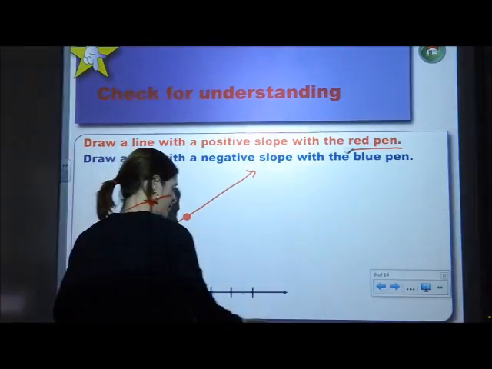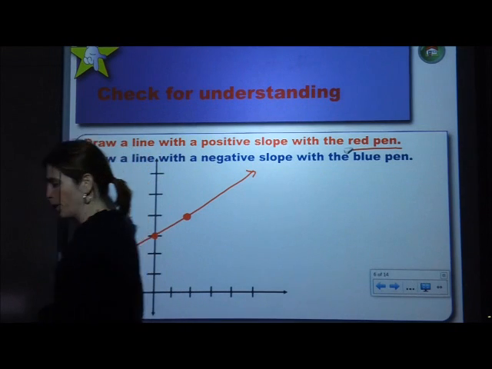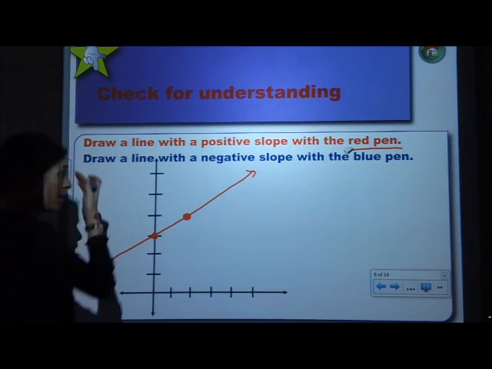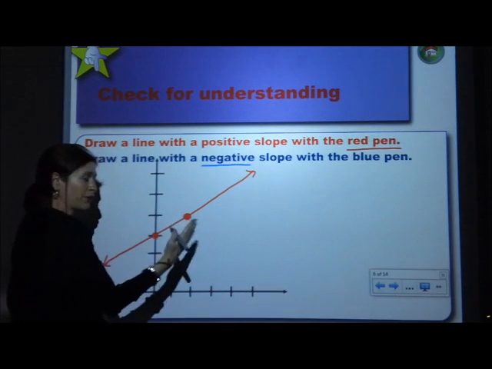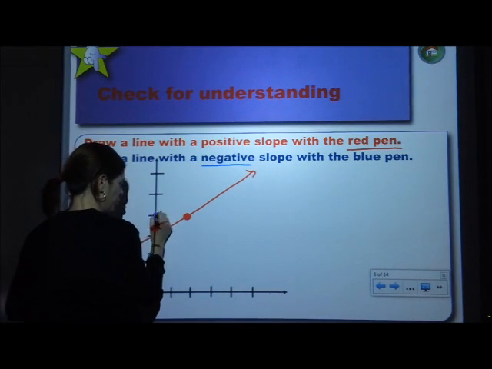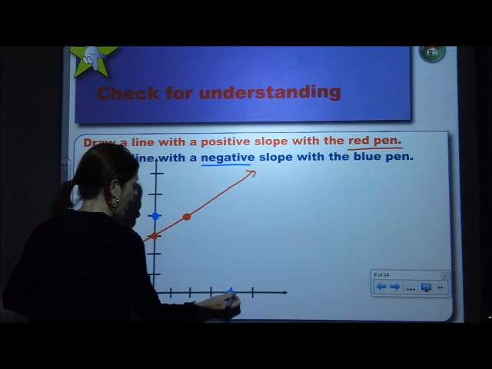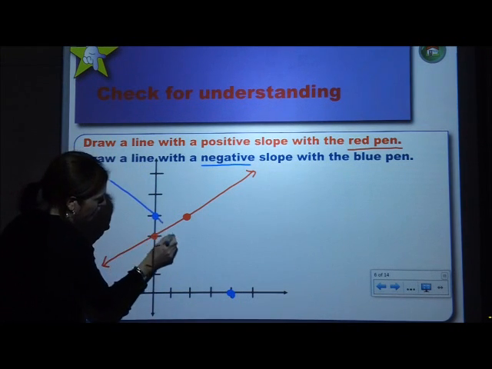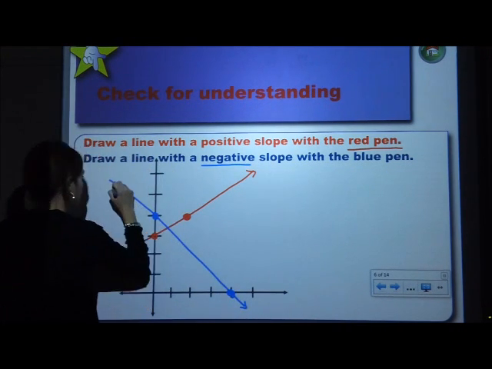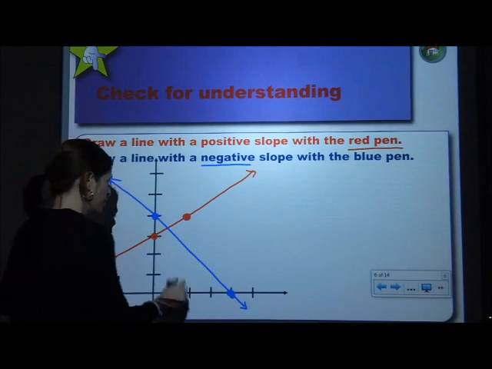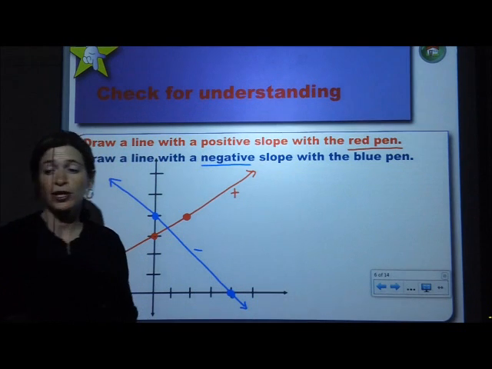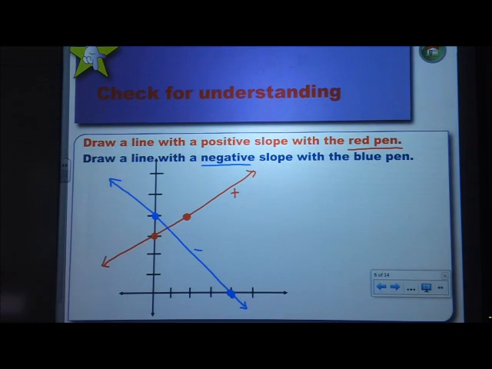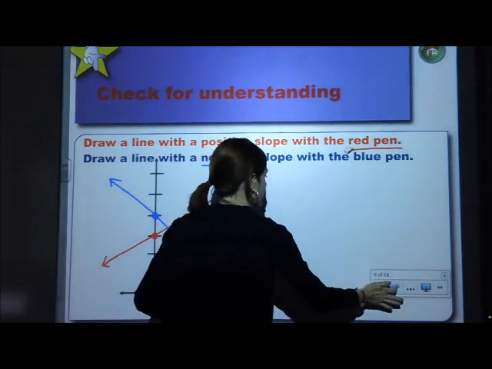otherwise it's a line segment. Okay, then we're going to use a blue pen to indicate a negative slope. So we want to see a negative slope, so that means it's falling from left to right. So pick any 2 points on the graph and connect them. And there is our negative slope. So again, this is a negative slope, this is a positive slope, and you're going to have to be able to look at something and tell me if it's a positive or a negative slope. All right, let's keep going.